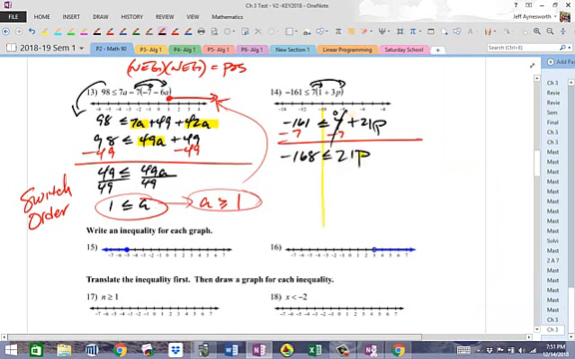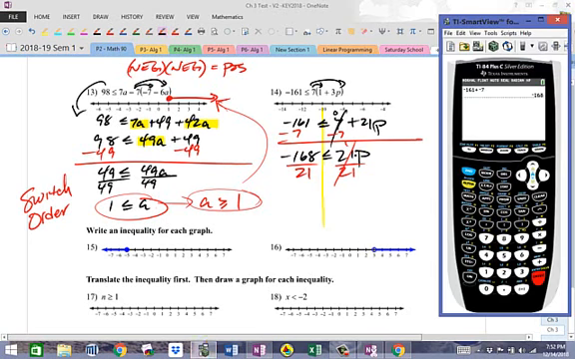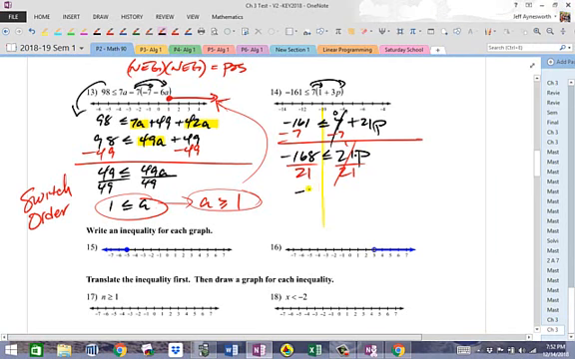Bring down the 21p. Now 21p means 21 times p, so you divide. Why? Because it's the inverse again. The inverse of multiplying is division. So we divide by 21. Look at that, negative 8. So negative 8 is less than or equal to p. And you have to switch the order. So p is greater than or equal to negative 8. Switch order again.